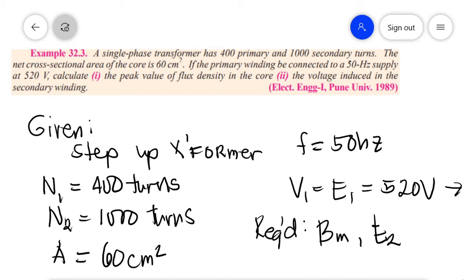Example number 2. A single-phase transformer has 400 primary and 1,000 secondary turns. The net cross-sectional area of the core is 60 square centimeters. If the primary winding is connected to a 50 Hz supply at 520 volts, calculate: first, the peak value of the flux density in the core, or the Bm; second, the voltage induced in the secondary winding. So we will calculate the Bm, and the voltage induced is the E2 at the secondary.